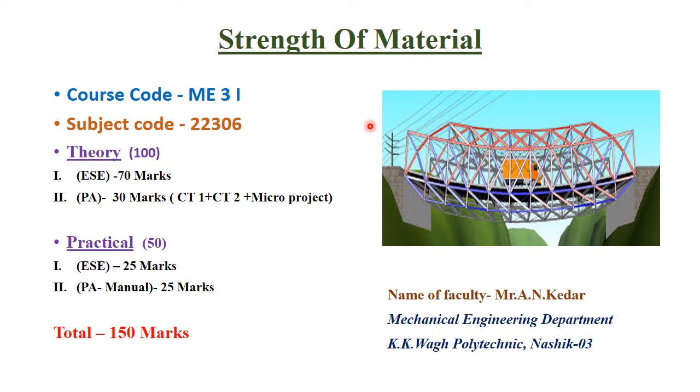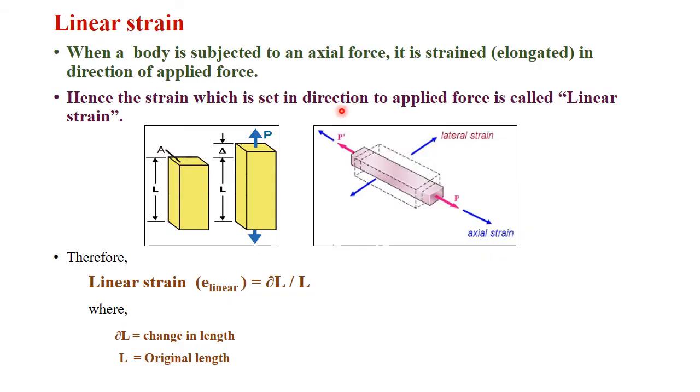Today we are going to see one of the topics from strength of materials named Poisson's ratio. Before proceeding to Poisson's ratio, we must know the concept of linear strain and lateral strain. So first is linear strain.